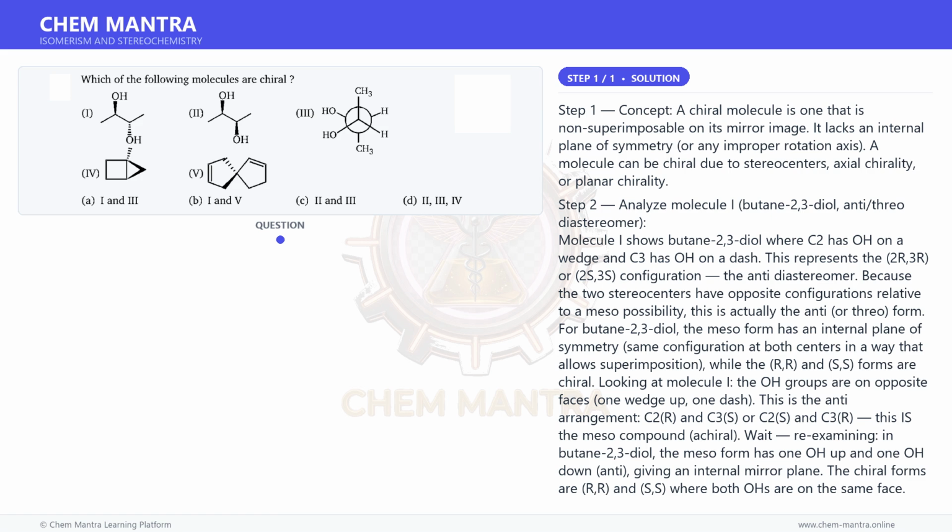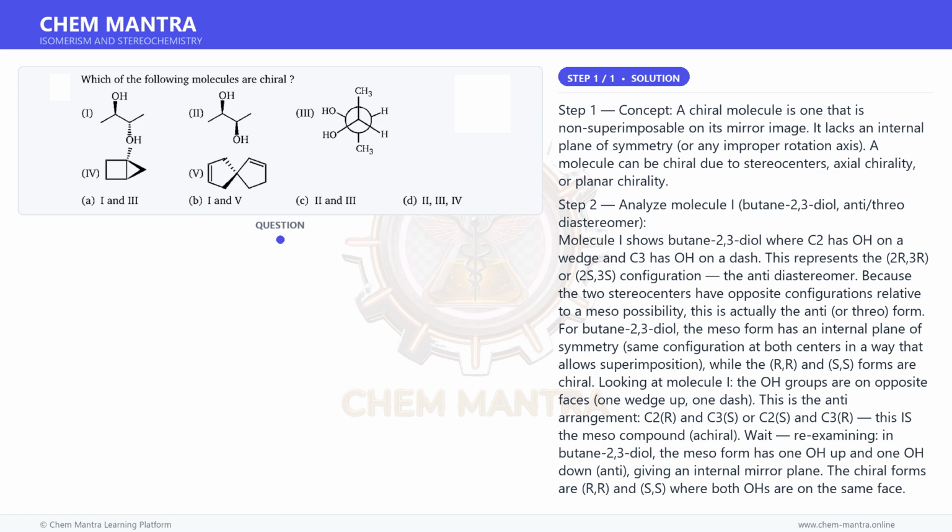From the structure, both rings appear to be cyclopentene rings, with one double bond each, making them identical. Thus the molecule has a plane of symmetry and is achiral. Molecule V is not chiral. Step 7, conclusion. Chiral molecules: 2 and 3. This corresponds to answer choice C.